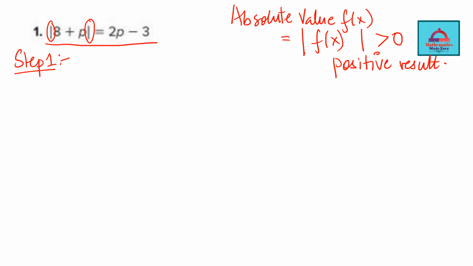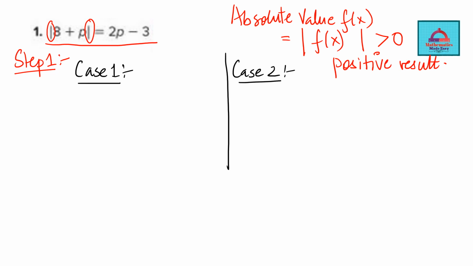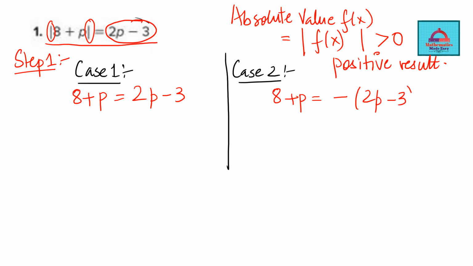So in step 1, we take two cases. Case 1, I will divide the screen so that I can show you both the cases, and case 2. So in case 1, the right side of the absolute value equation, which is 2p minus 3, this one will be positive. So I open these brackets and 8 plus p comes on both sides in both the cases, and the difference between the two cases will be, in case 1 the right side will be positive, and in case 2 the right side will have a negative sign. So this is a basic difference when you do the two cases in step 1.